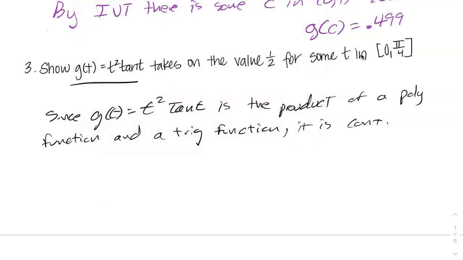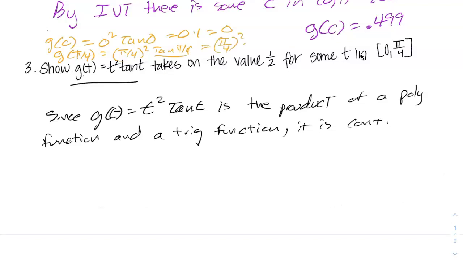What happens when I plug in g of 0? I'm going to get 0 squared times tan of 0. Tan of 0 is 0, so it's 0 times 0, so it's just 0. G of pi over 4, sorry. I'm going to get pi over 4 squared times tan of pi over 4. Tan of pi over 4 is 1, so I get pi over 4 squared times 1, or just pi squared over 16, I guess.